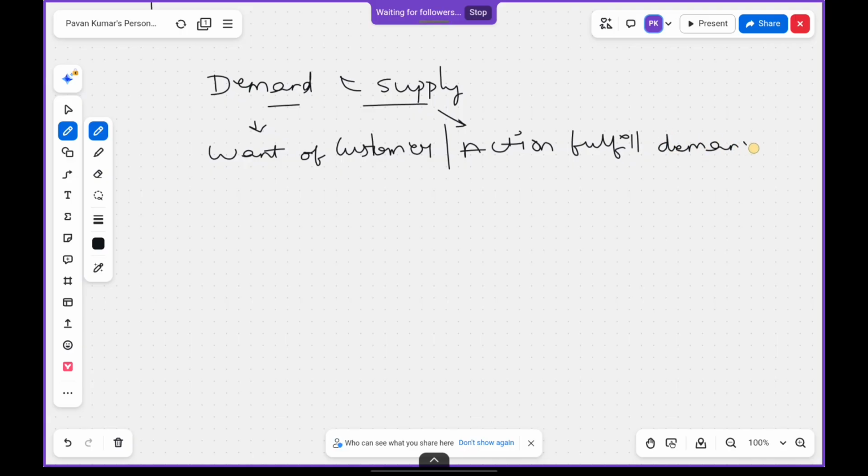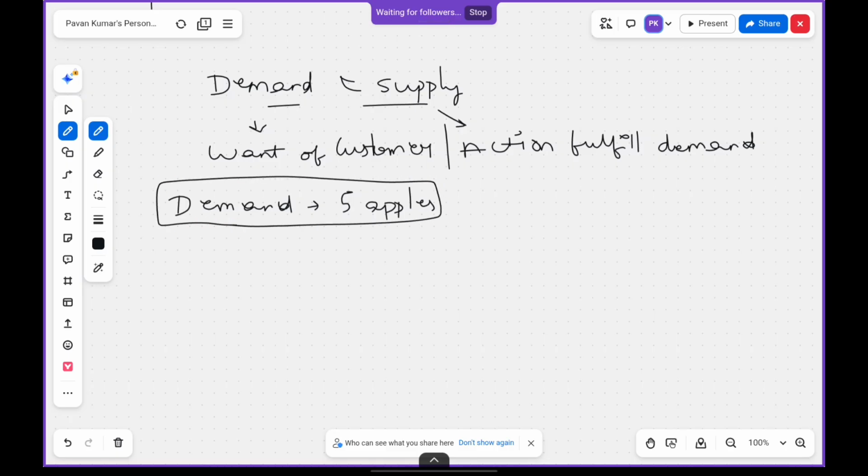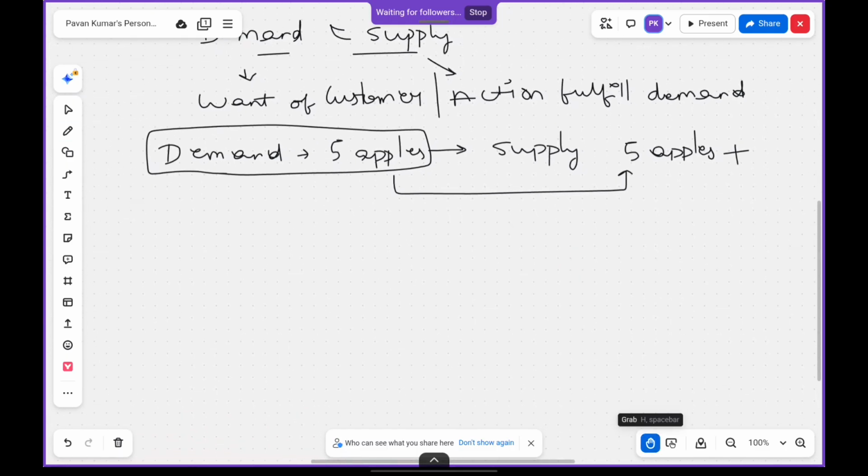Okay, let's understand in a small example. So let's say the demand is 5 apples. Okay, what is demand? Demand is 5 apples here. So in order to make this demand satisfied, what should be the supply? The supply should be equivalent to or more than this demand. That is 5 apples, or more than that, right? Then only is the demand getting satisfied.